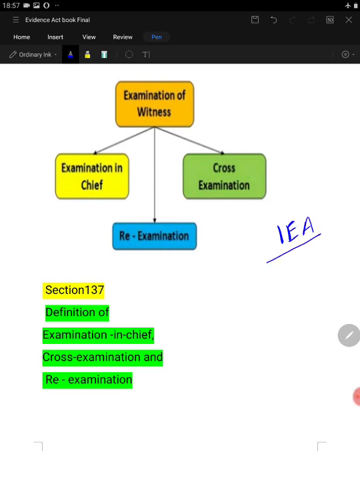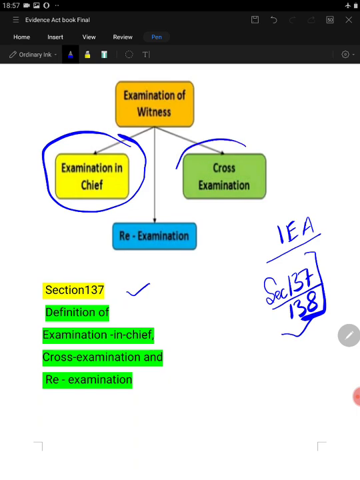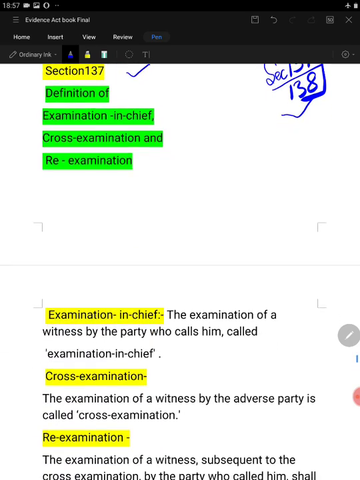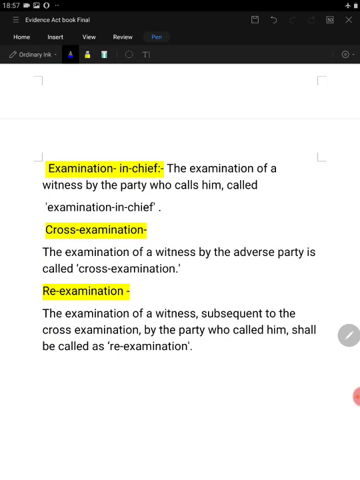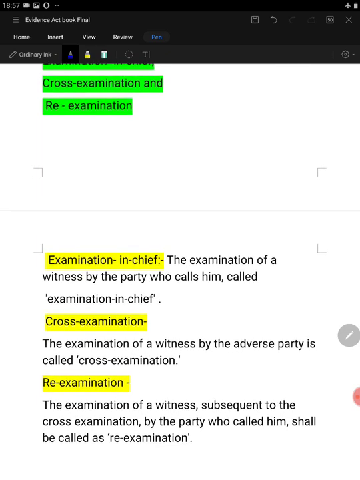And today we will be seeing Section 137 and Section 138, which are basically definition and order clauses. So, what Section 137 does is that it gives definition of three terms: examination in chief, cross examination, and re-examination. Let us see one by one. So, examination in chief means the examination of the witness by the party who calls him.